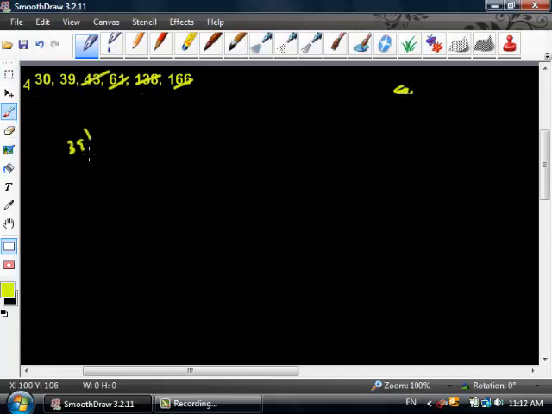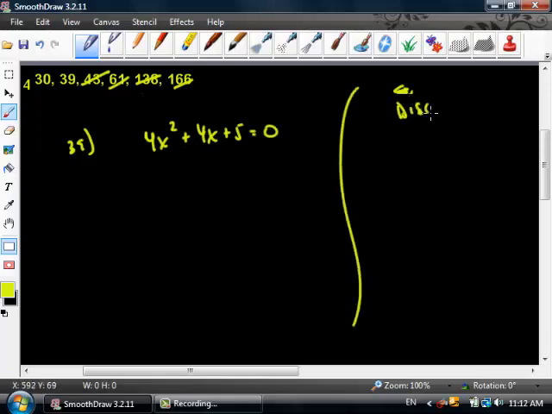All right, 39. Okay, another quadratic problem here. So 4x squared plus 4x plus 5 equals 0. So again, discriminant. B squared, 4 squared minus 4ac. 16 minus, let's see here, this is 20 times 4, 80. What is 16 minus 80? 64?